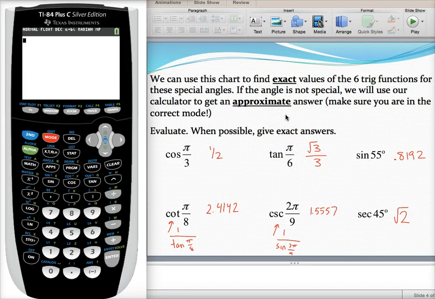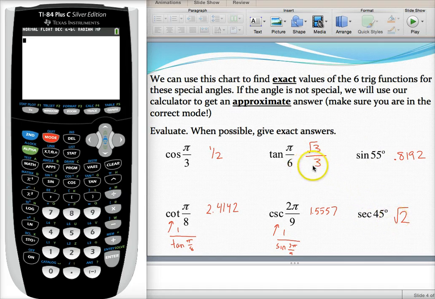Instead, we can just go to the chart that we made and we would just look up the cosine of pi over 3 is a half. So that's where that came from, the chart we made in class. The tangent of pi over 6 is square root of 3 over 3. And there's one more special angle up here. There's our 45 degrees. And again, I would just look up in my chart the secant of 45 degrees.